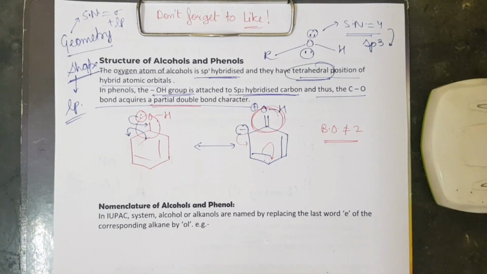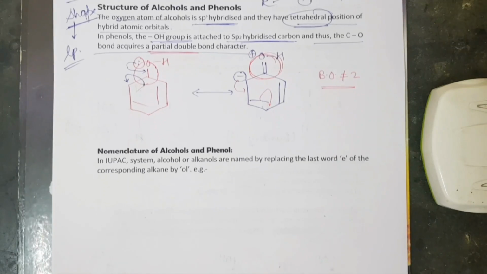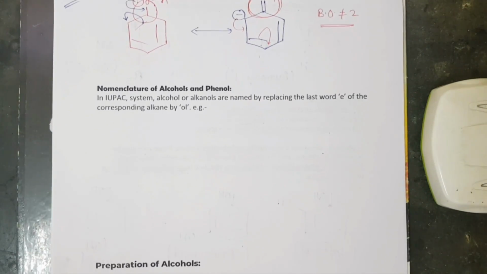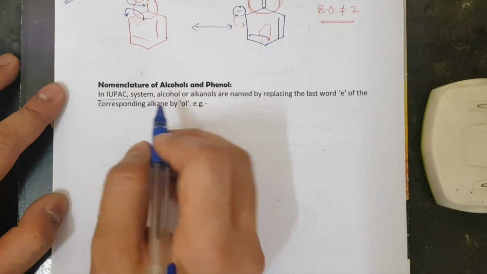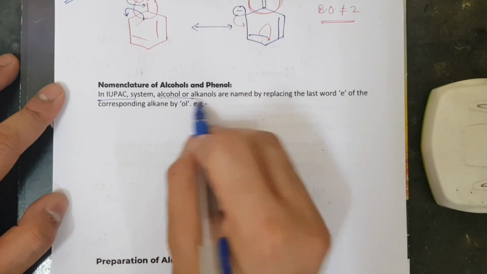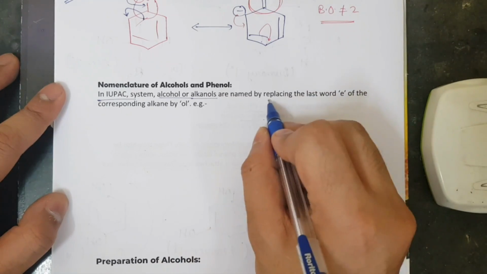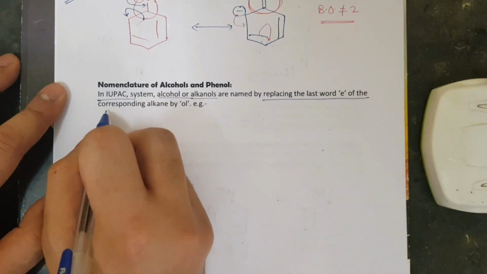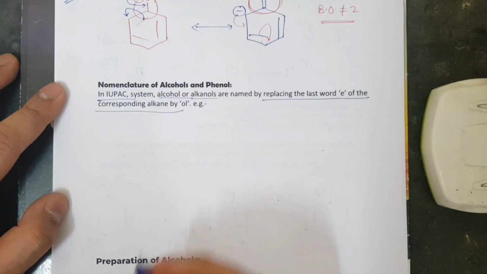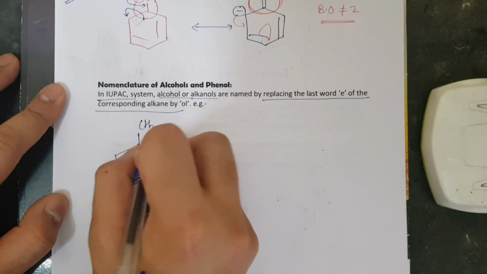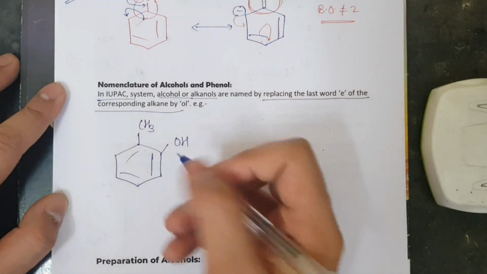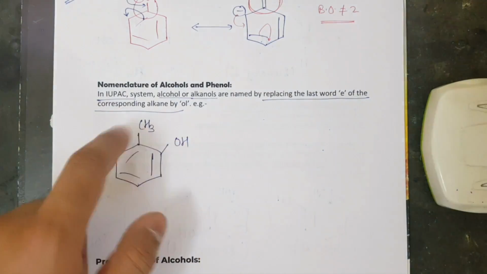Okay. Now let us move on to the next one, that is the nomenclature of the alcohols and phenols. Not very important because class 11th में अच्छी तरह पढ़ाया जाता है. So in IUPAC system, the alcohols or alkanols are named by replacing the last E of the corresponding alkane by ol. Like for example, let me take the aromatic thing here. We have CH3, we have OH. Now first of all तुम्हें decide करना है कि number 1 किसको देना है.